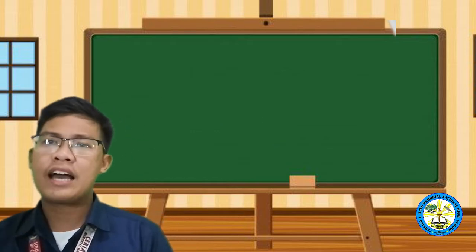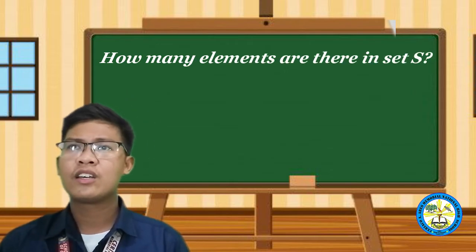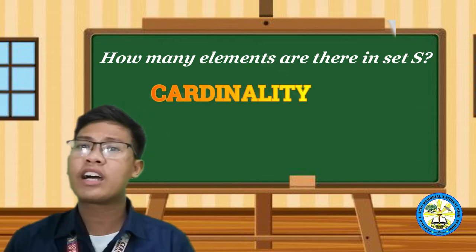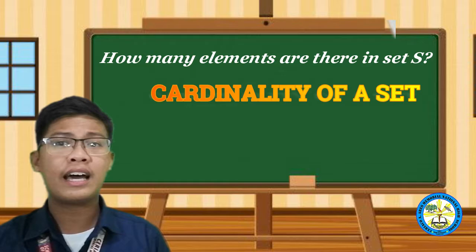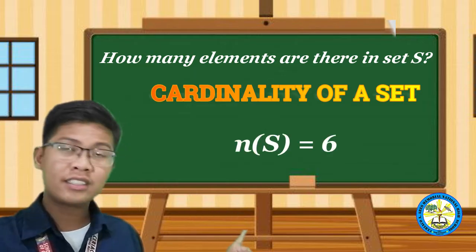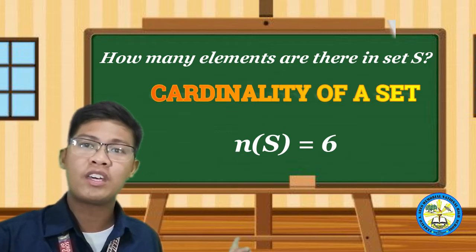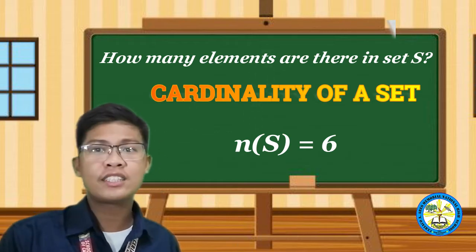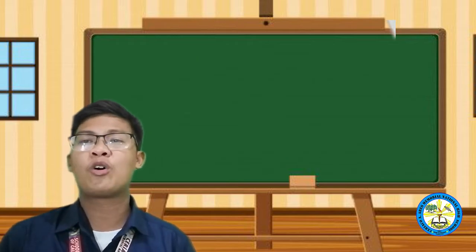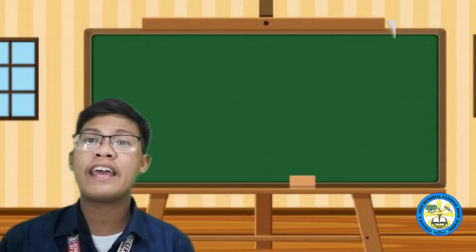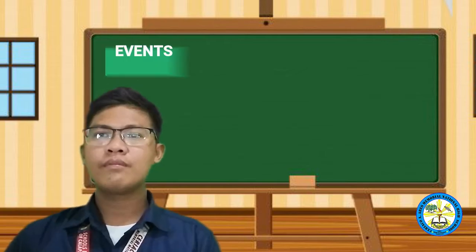If we are asked how many elements there are in the given set S, we are referring to the cardinality of the set. The cardinality of the set is denoted as n(S), the number of elements of a given set, which equals 6. Why? Because there are only 6 elements, or 6 possible outcomes, in a 6-sided die experiment.